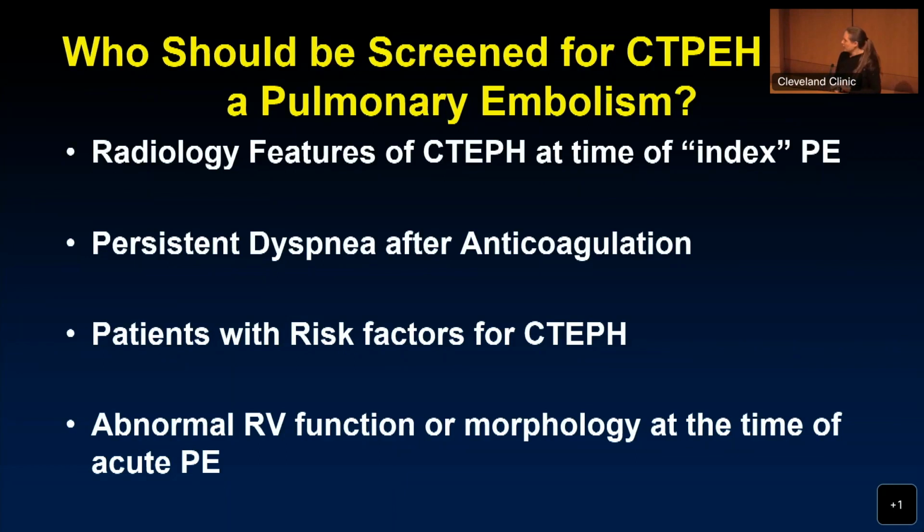And then, I think what we sort of use as our major litmus is that if you have evidence of abnormal RV function or morphology at the time of the index PE, you want to make sure that RV has recovered before you stop anticoagulation and before you stop worrying about whether CTEPH is going to be a thing.